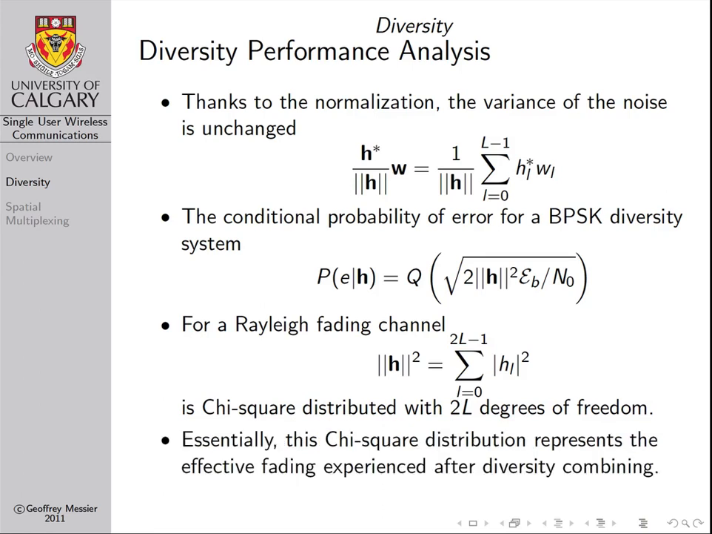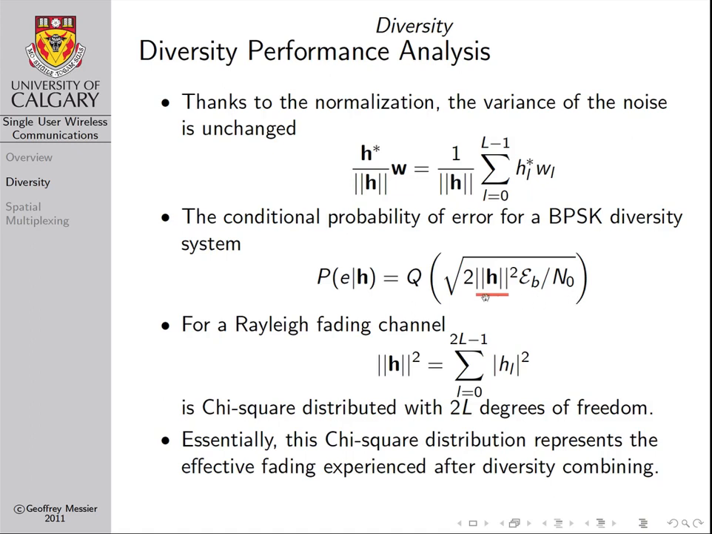Another interesting perspective that we can take is that we can essentially assume that this chi-squared distribution represents the effective fading experienced after diversity combining. And that's kind of an interesting perspective. So before, the term that we had in front of EB in our bit error rate was the magnitude squared of a Rayleigh distribution, which was exponentially distributed, and that was fine. But that was caused by the channel. I mean, that was a property of the channel. There was really nothing we could do about controlling it.